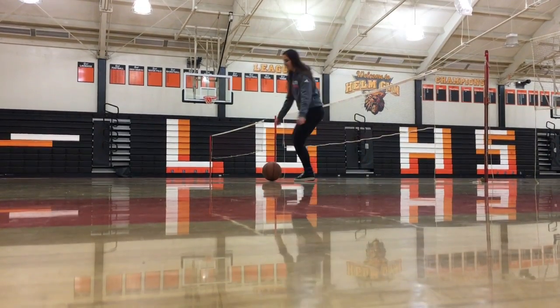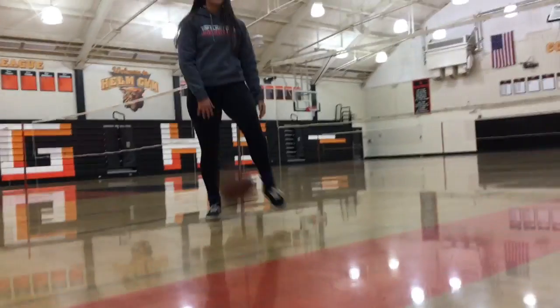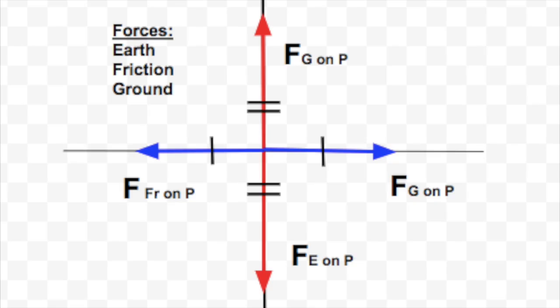Forces can change an object's speed as well as the direction in which an object is moving. In these relevant force diagrams, we created one with all the forces affecting a person, and the second one with all the forces affecting a basketball.